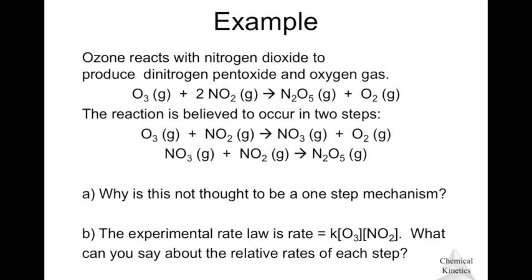And then the second part of this is the experimental rate law is K, concentration of O3, concentration of NO2. What does this tell us about the relative rates? Well, what does this match up with? This matches up with our first step, not our second step. So since it matches up with this, that's the rate law. That means the rate is based on this step. So this must be your slow step. Step 1 is your slow step. This is your fast step.